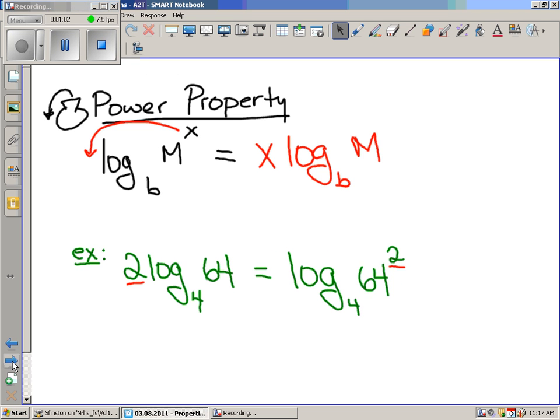On to part 2. The next property that you have to learn is the power property. If you see something up in the exponent spot of the logarithm, guess what happens? It can pop down in front. And if you see something in front of the logarithm, guess what happens? It can pop up top.